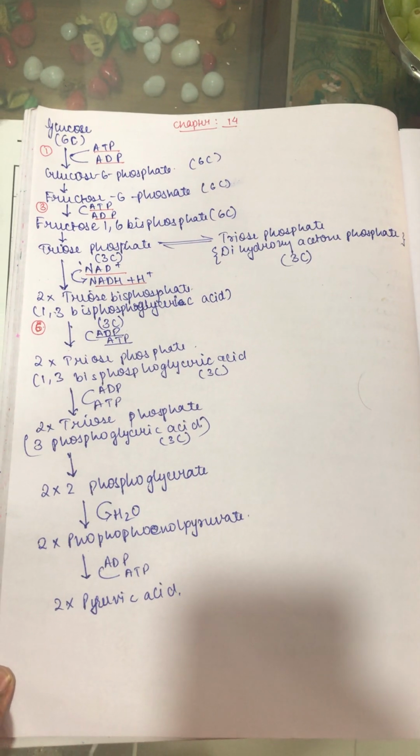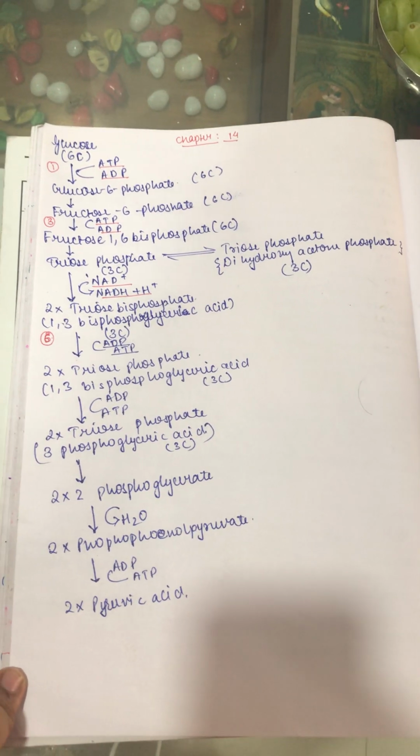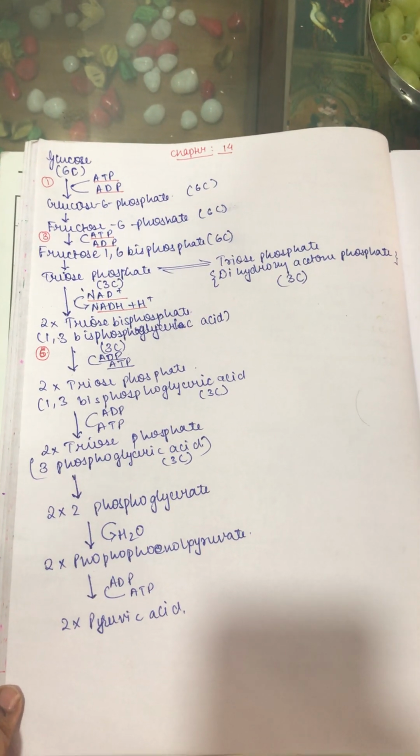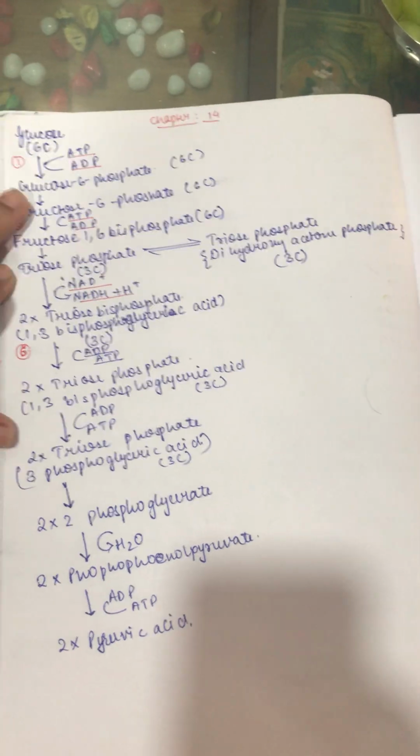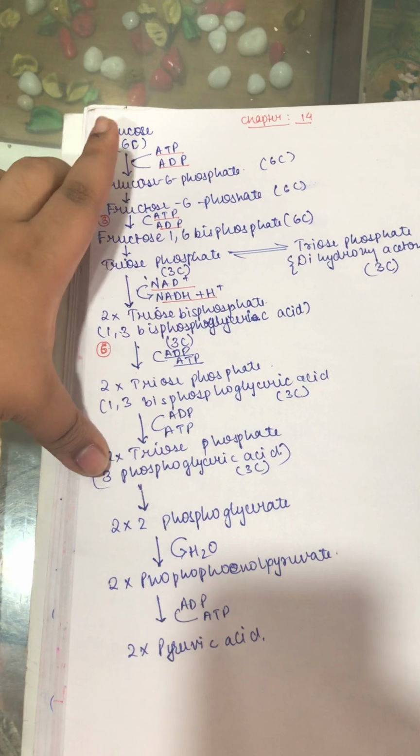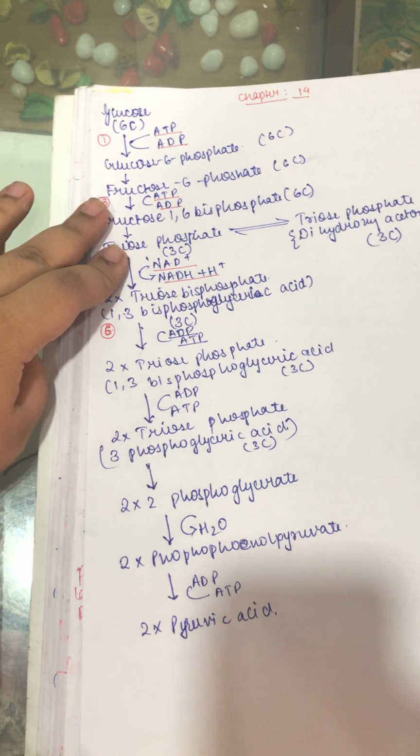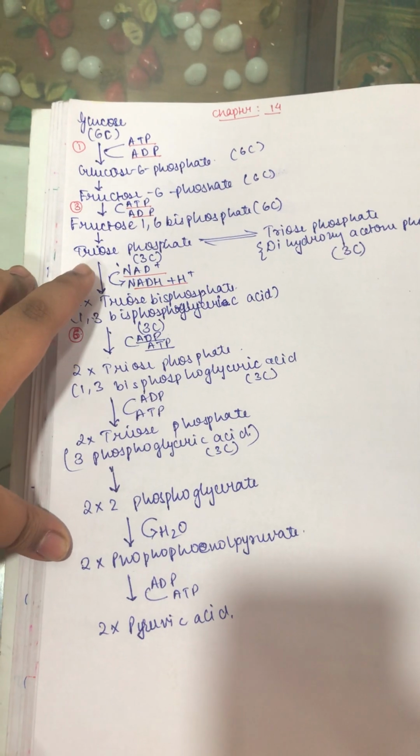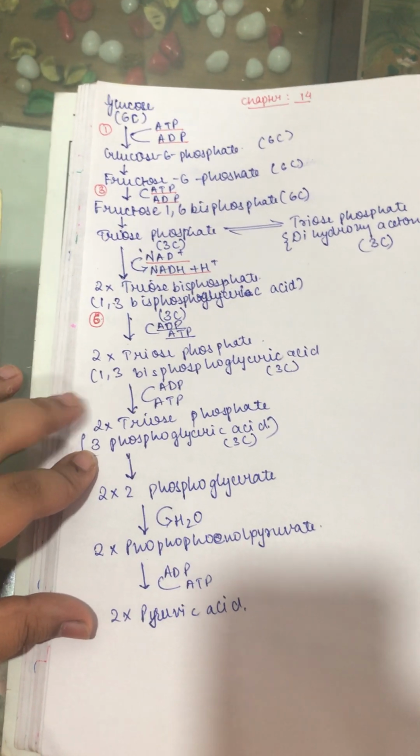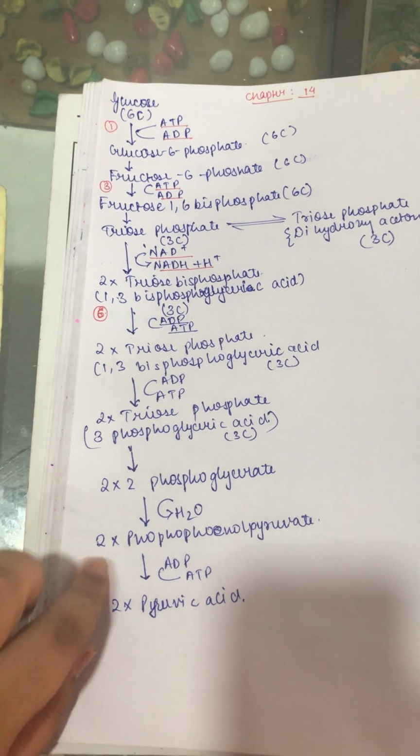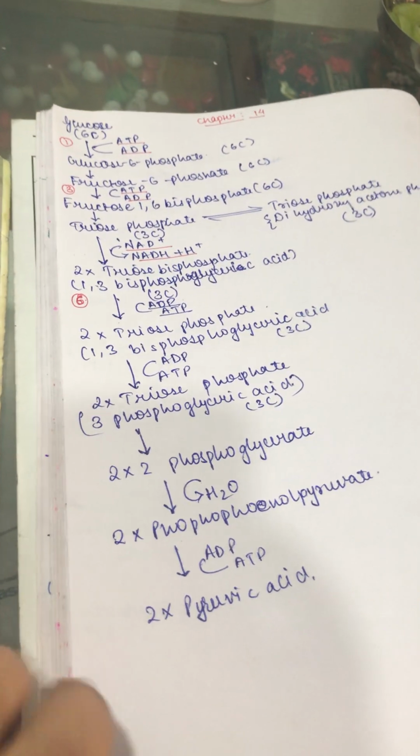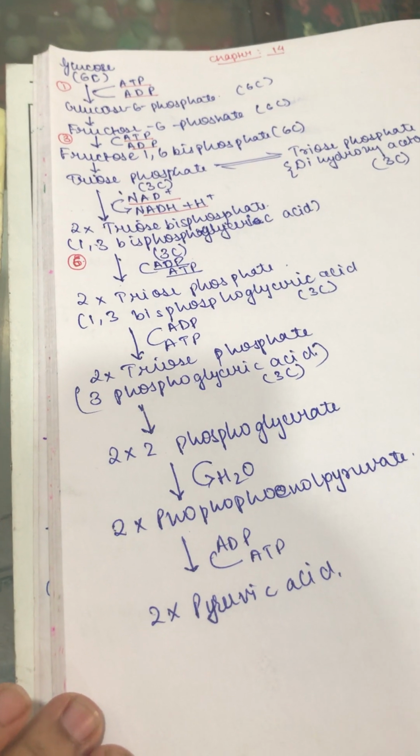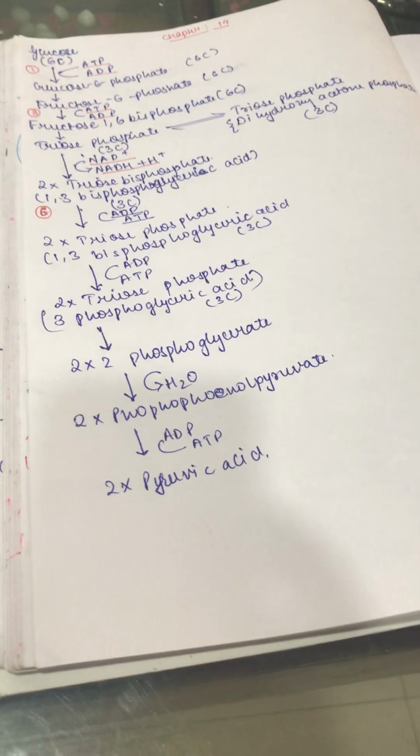I'll show you how I learned this glycolysis process. I was finding this difficult to learn, so I made a few tricks. How I have learned is that first twice we say glucose, then comes twice fructose, then comes four times triose, then two times phospho, and one time pyruvate. So: twice glucose, twice fructose, four times triose, twice phospho.